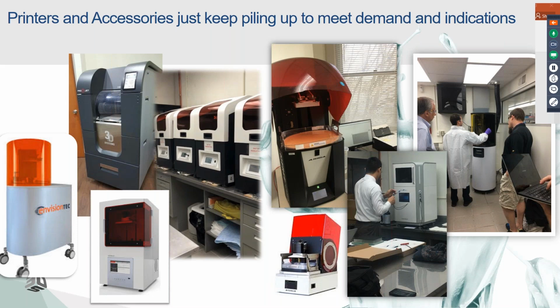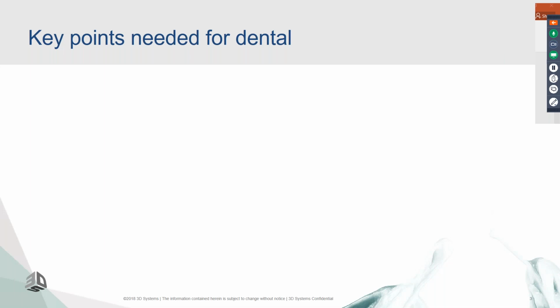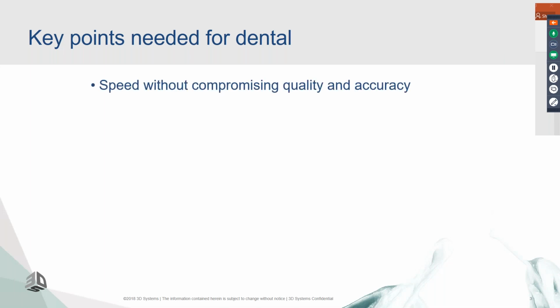So the ultimate goal was to have a printer that would meet all of your demands, right? In dental, we have specific things. For example, we need speed without compromising our quality and our accuracy. We needed reliability. If you have any experience in the past of 3D printing, everybody was kind of settling for 70% reliability or 80%, and we were really happy with 90 or 95. But that's not enough anymore. The bar has been raised, and now it's time to not settle for that.